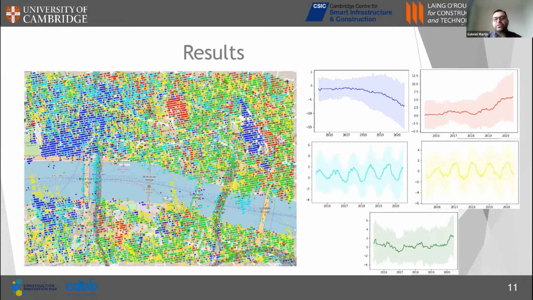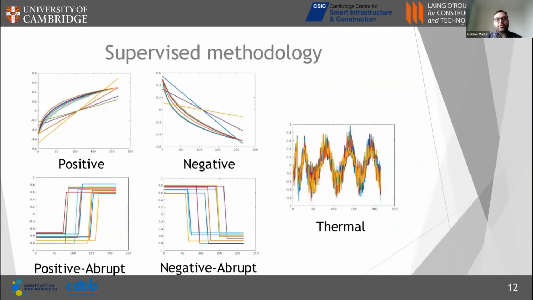So in order to circumvent this issue, we propose a supervised methodology in which, because we don't have ground truth labels to perform a supervised approach, what we are going to do is generate synthetically different patterns corresponding to different phenomena that we want to study. For instance, in this case, we generated 5 different classes of patterns.